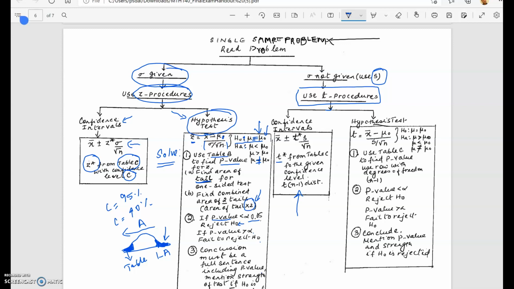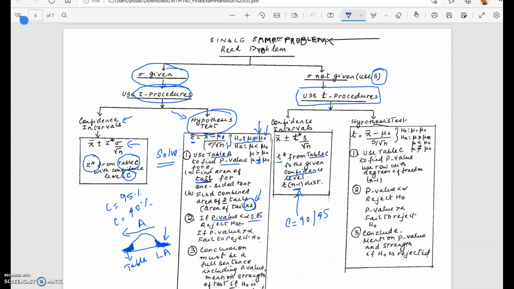t star comes from table C for a given confidence level. If a confidence level is not given, you pick a 90 or a 95, and based on the degrees of freedom, you find t star.